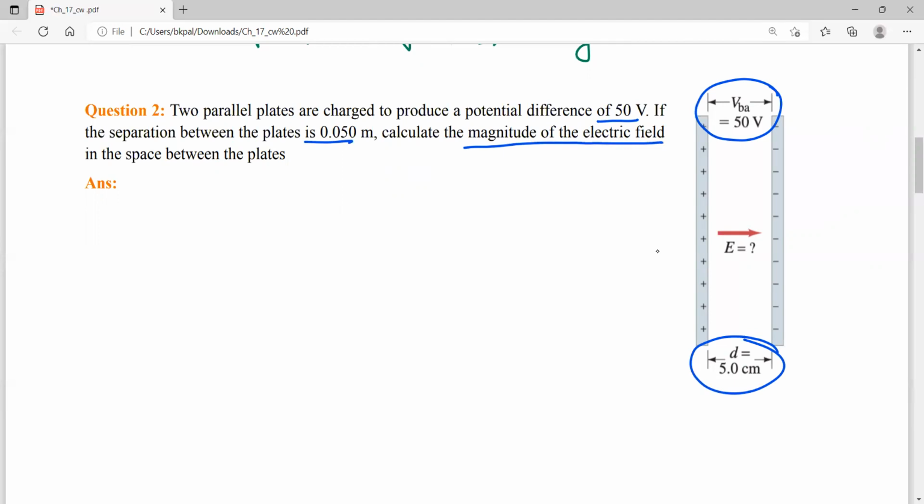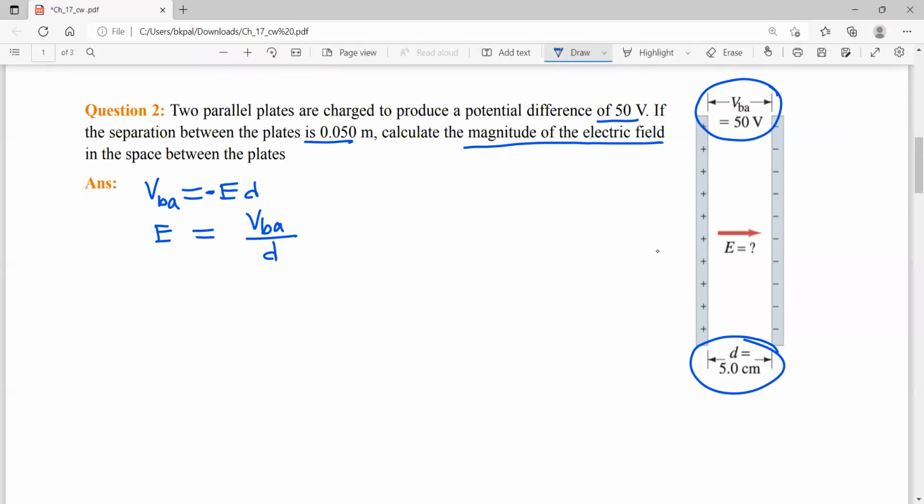This can be solved by using the formula we learned: VBA equals ED. Sometimes it's called the add formula. By solving this, we can get E, so E equals VBA divided by D. Although you probably see a negative sign in theory lecture, here we are interested in the magnitude only.